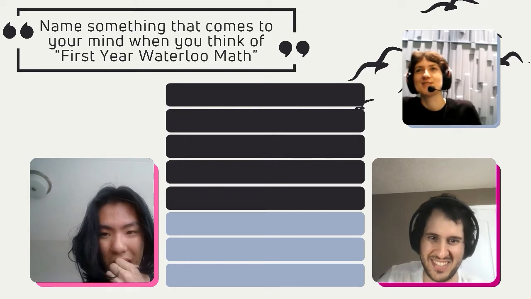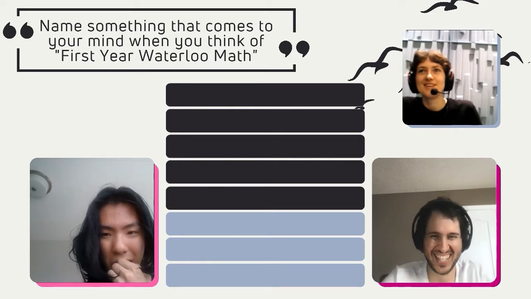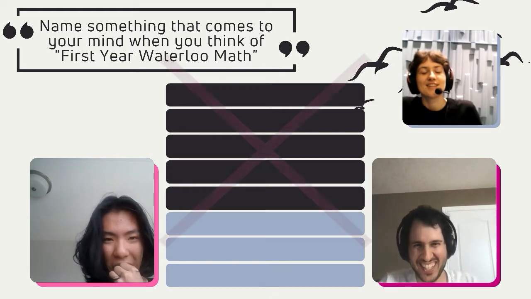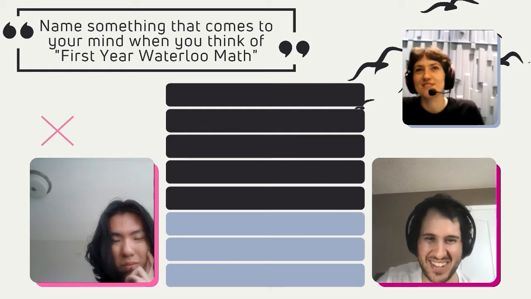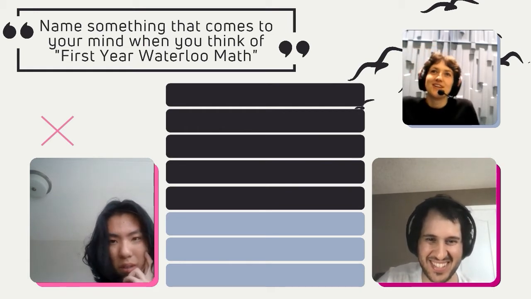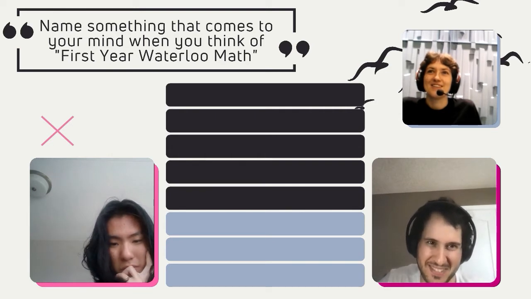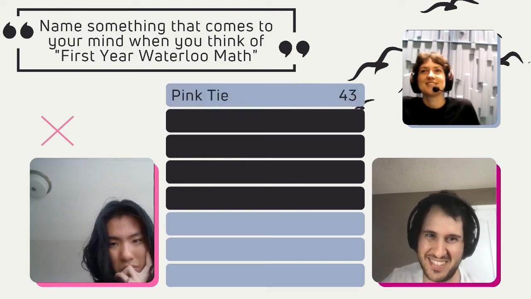Let's give the tech team a second to think about this. That is kind of interesting. Oh, algebra is not one of the top 5 responses that students gave. Carmen, what do you think? How about pink tie? Oh, let's see if that's on our list.